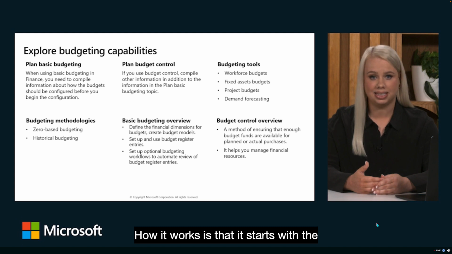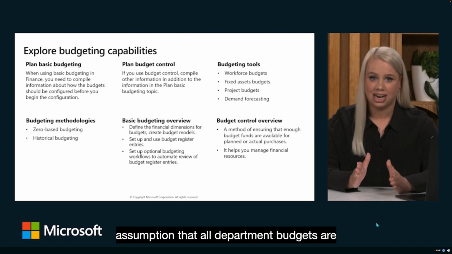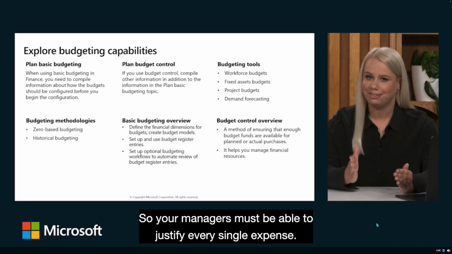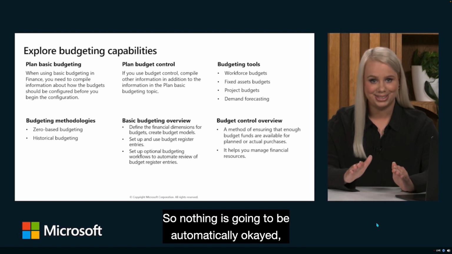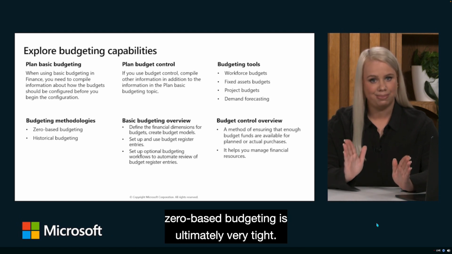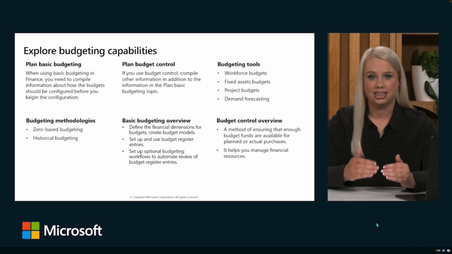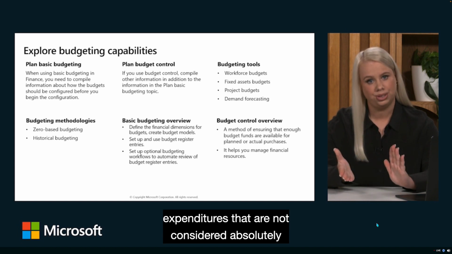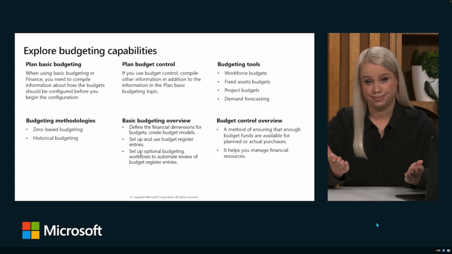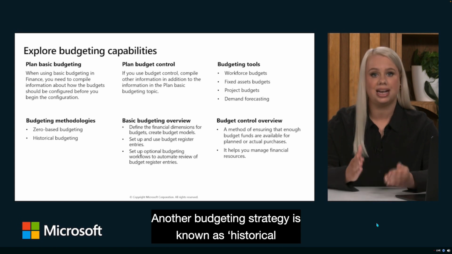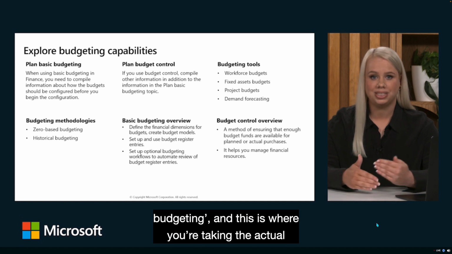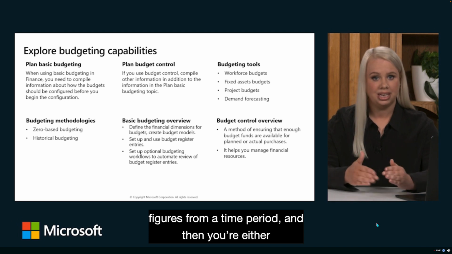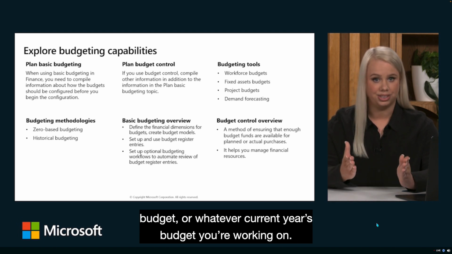How it works is that it starts with the assumption that all department budgets are at zero and must be rebuilt from scratch. And so your managers must be able to justify every single expense. So nothing's going to be automatically okayed. Zero-based budgeting is ultimately very tight. And the goal here is to avoid any and all expenditures that are not considered absolutely essential or vital for your company's success. Another budgeting strategy is known as historical budgeting. And this is where you're taking the actual figures from a time period, and then you're either adding or subtracting a percentage to get this year's budget, or whatever current year's budget you're working on.